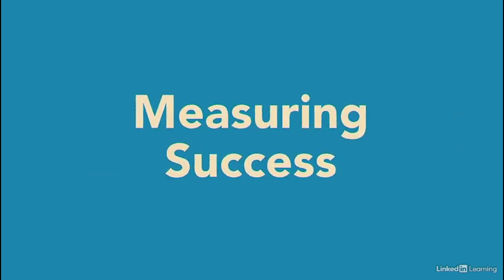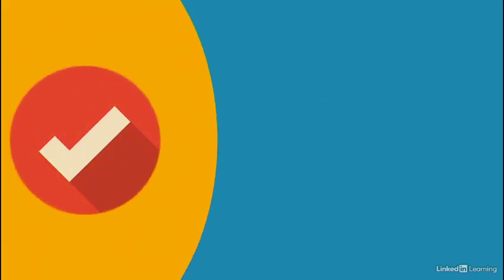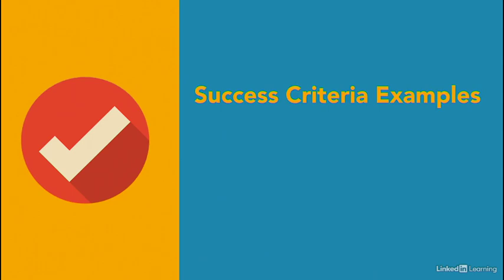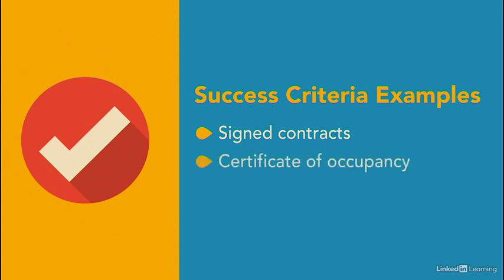Now that you've identified your deliverables, how can you tell that the ones you receive are what the stakeholders want? You guessed it. You need quantifiable criteria you can measure them with. Success criteria are definitions of what success looks like. Some are easy to figure out, like signed vendor contracts or the certificate of occupancy for a building. Other criteria are not so easy because they're subjective.